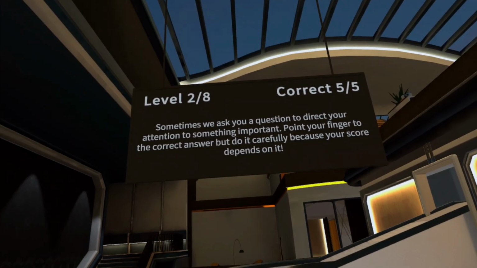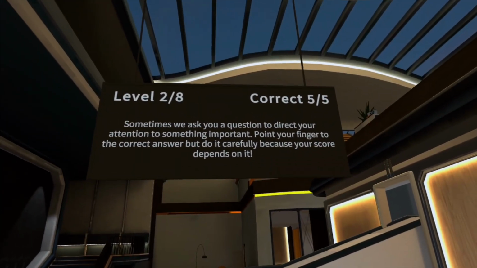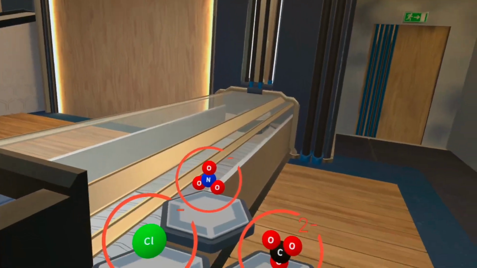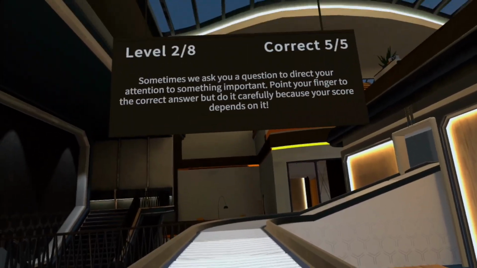Sometimes we ask you a question to direct your attention to something important. Point your finger to the correct answer, but do it carefully because your score depends on it.